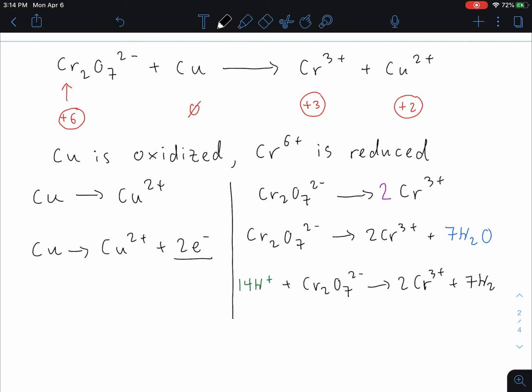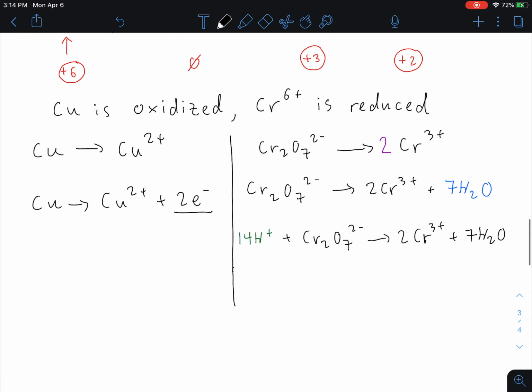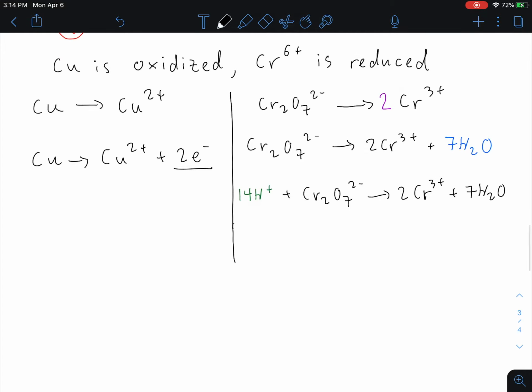And so now I should be balanced in terms of atoms, including hydrogen and oxygen. So this should be the point where I determine the charges on each side to figure out how many total electrons I'm going to need for balance. As it is now, I've got +14 and -2. So the left side of this half reaction is +12. And on the right side, I've got 2 times 3, so it's +6.